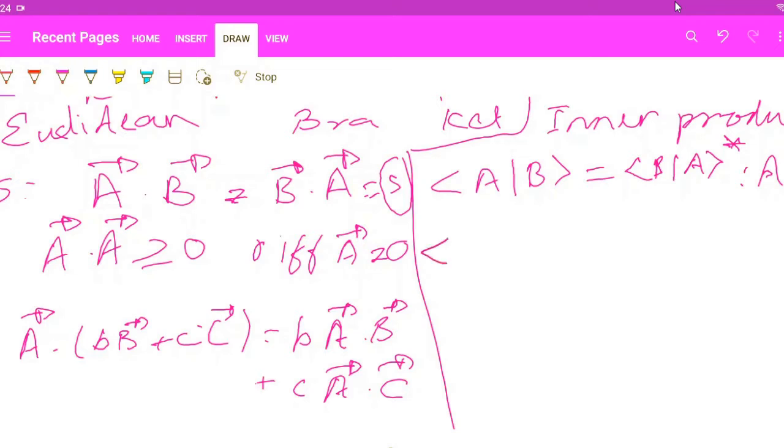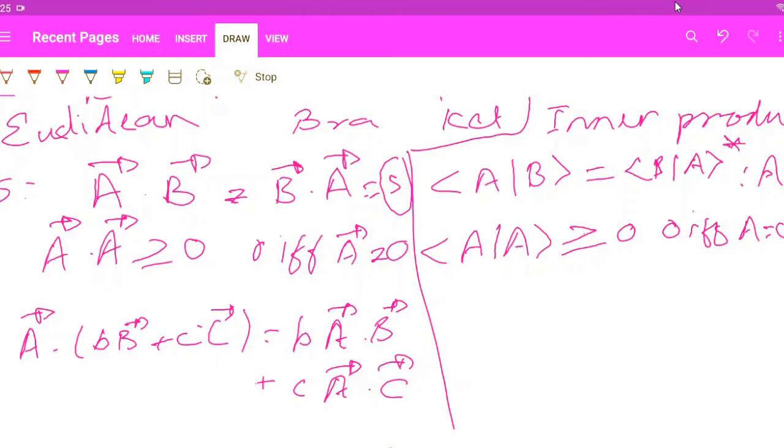If I take the inner product of A with A itself, it is greater than or equal to 0, and it will be equal to 0 if and only if A is equal to 0.